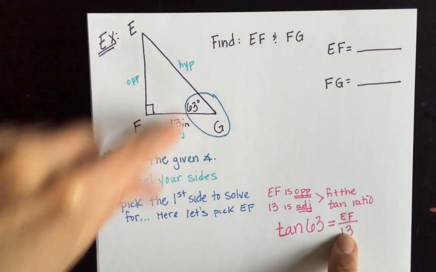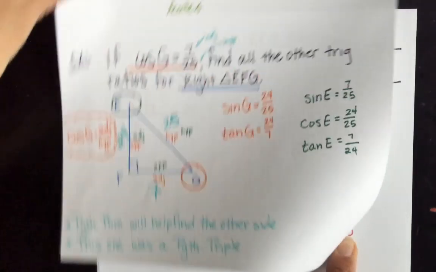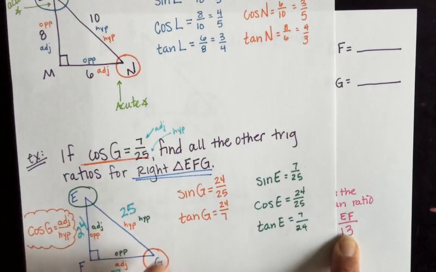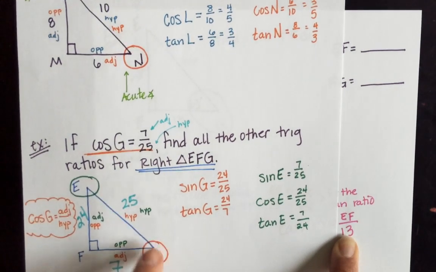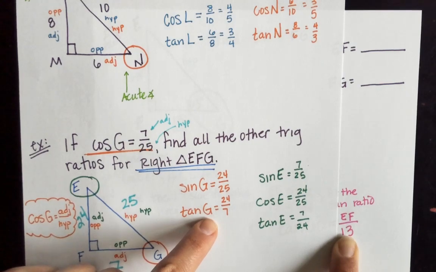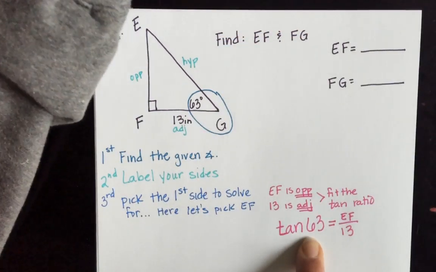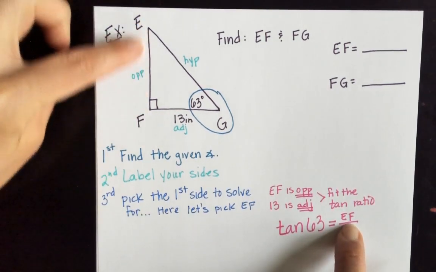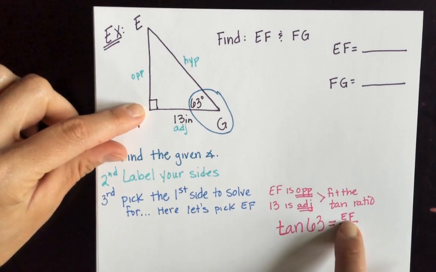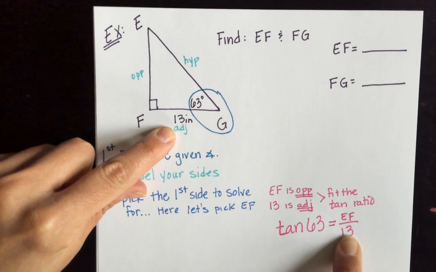So notice how this is very close to what we did here. Tangent G, and we had two other numbers. But down here, we didn't have a number for the angle, so we left it as just the unknown, the letter. Now we know what it is, so we're plugging in 63. We don't know what this opposite side is, so now that's our unknown. And there's 13 for our adjacent side.